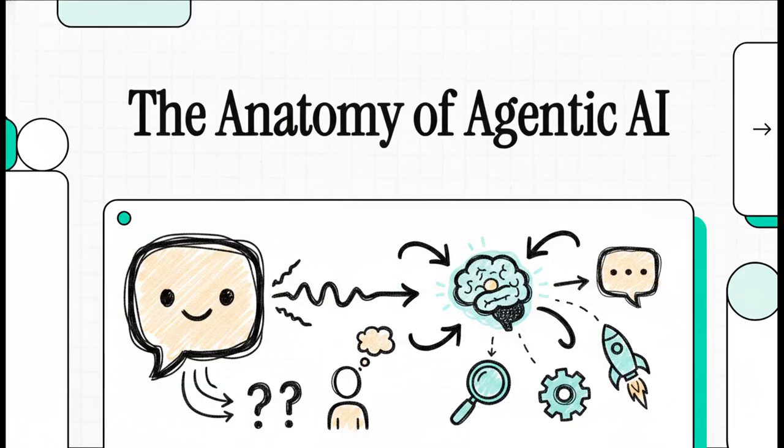Now, if you've used a chatbot recently, you're already familiar with generative AI. It's incredibly helpful, sure, but it's also entirely reactive. It just sits there, waiting for you to tell it what to do. But what if we took that same underlying intelligence and made it proactive? Well, that is the fascinating world of agentic AI.